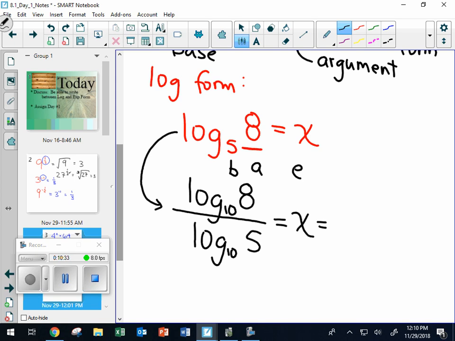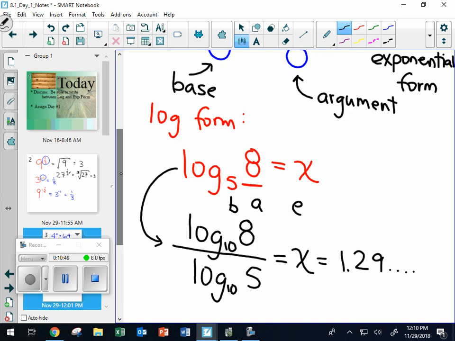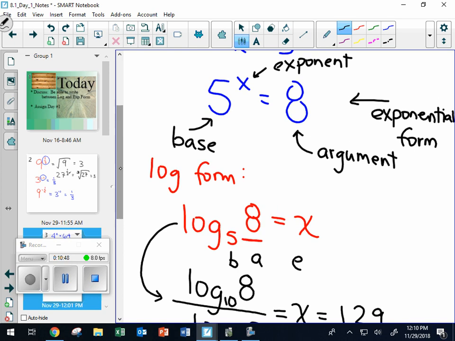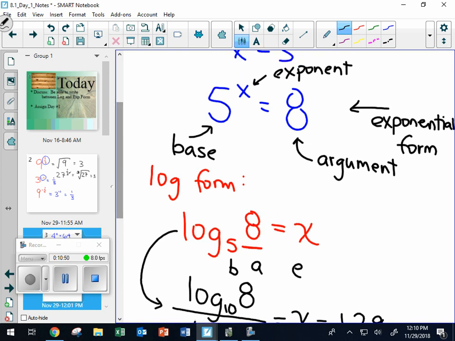So someone who has already calculated out this x value, what did you get? 1.29 and then some other stuff, right? But let's see if it actually works. Let's put it back into our original equation. If we put it back into our original equation, do you end up with 8? Do you end up with exactly 8? You use the answer button.